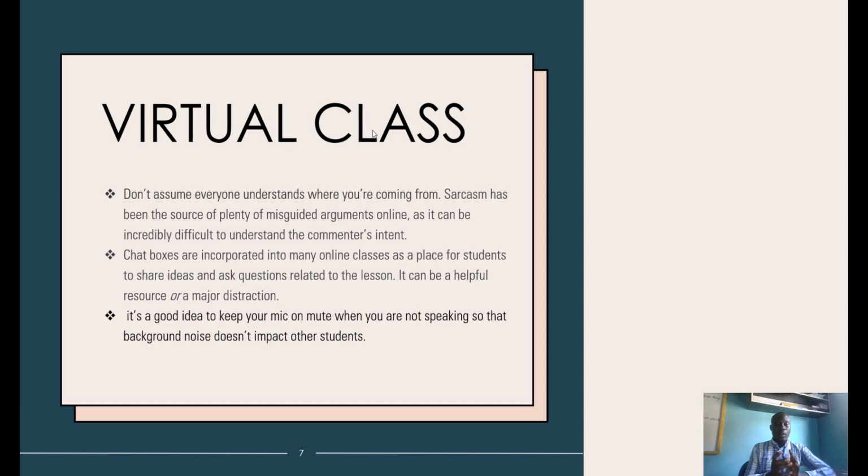The next thing is, it's a good idea to keep your mic on mute when you are not speaking, so that the background noise doesn't impact other students. So if you are not talking, you can mute your mic to avoid distraction from the background noise. If you need to talk, raise your hand or signal to the instructor to allow you to speak. And when you want to speak, make sure that you remember to unmute yourself. That's another cogent rule.